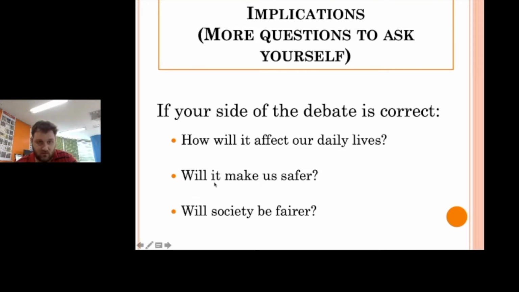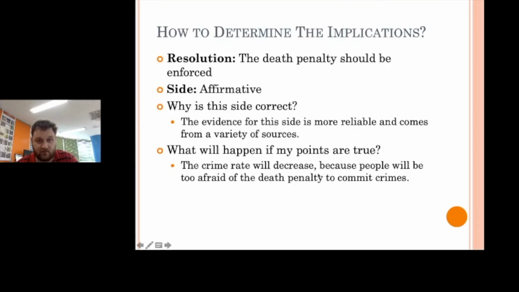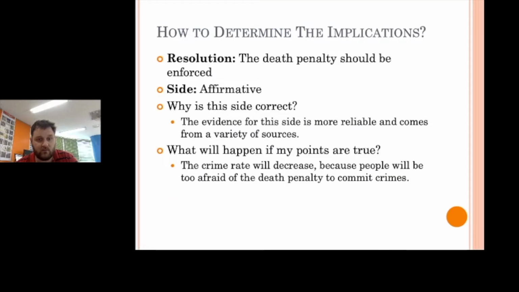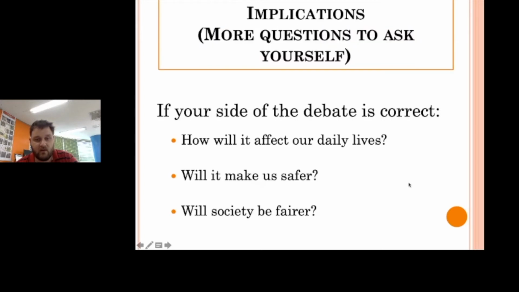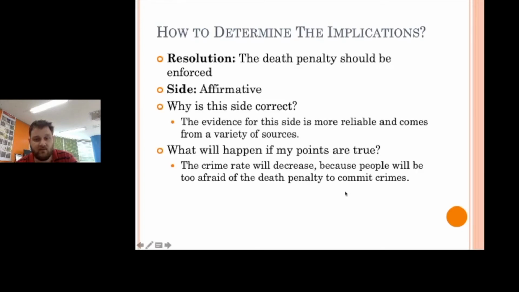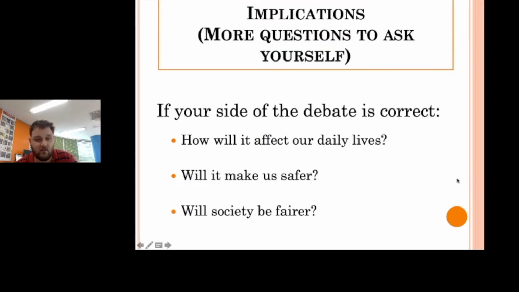So, question number 2 here, if I'm going back to the death penalty, will it make us safer? So you can see that I wrote here, the crime rate will decrease because people will be too afraid of the death penalty to commit crimes. I think I've answered this question. Maybe I could add an extra sentence to make this more persuasive. Maybe I could just add that this will make Korea even safer, something like that.